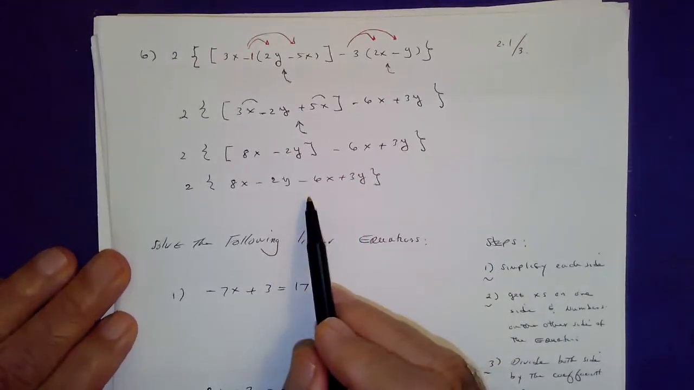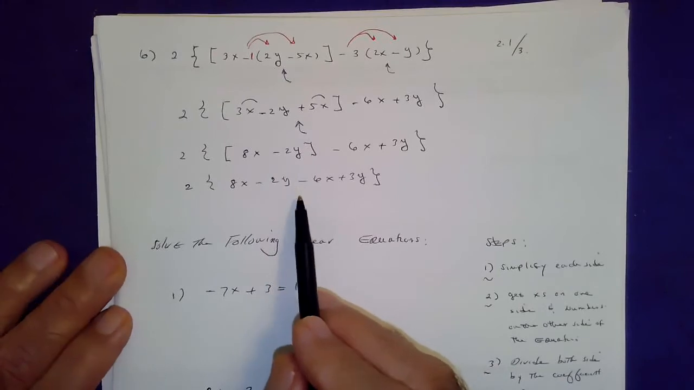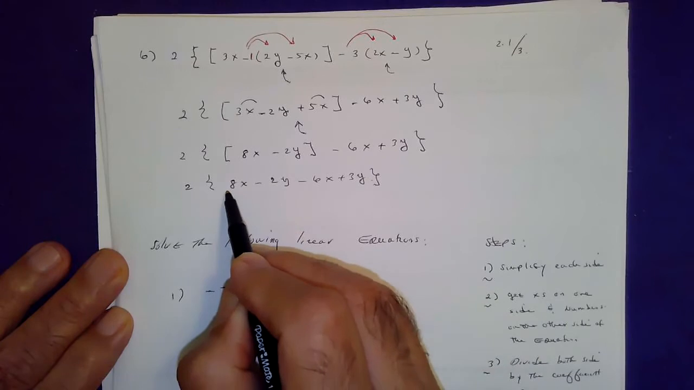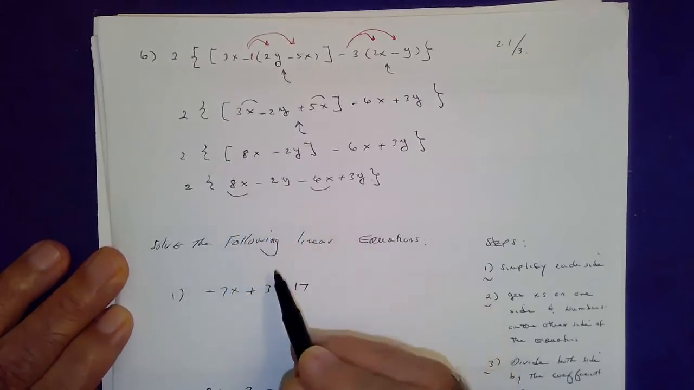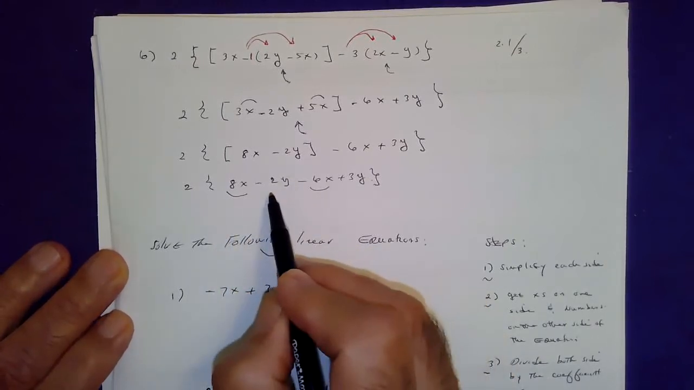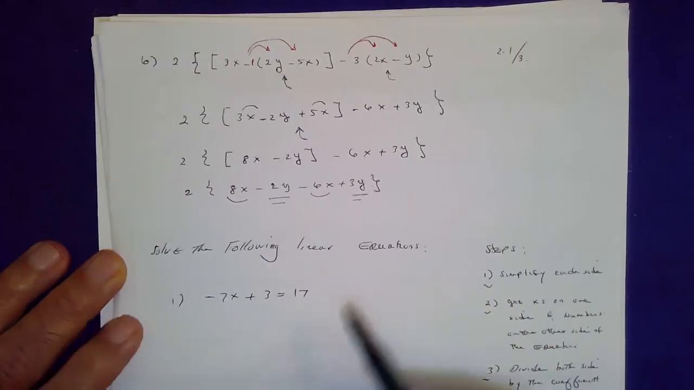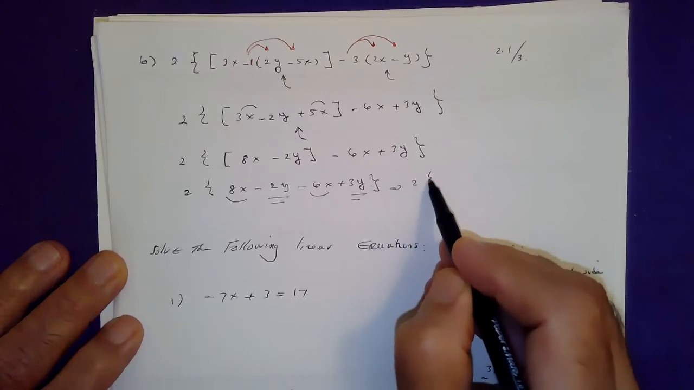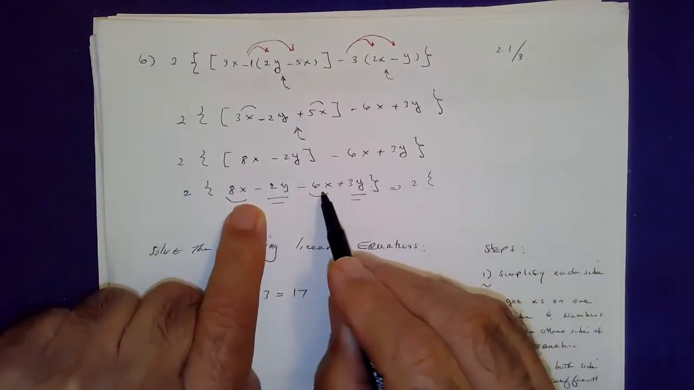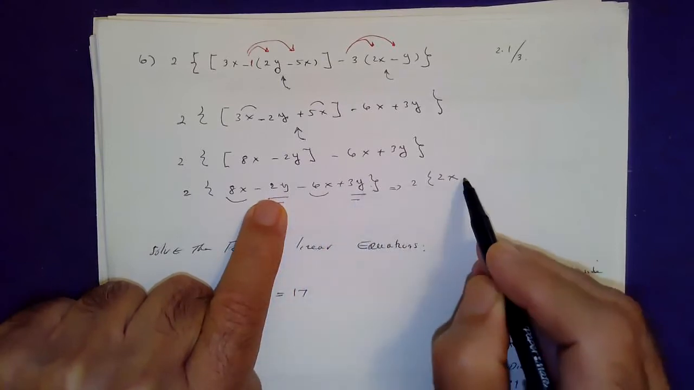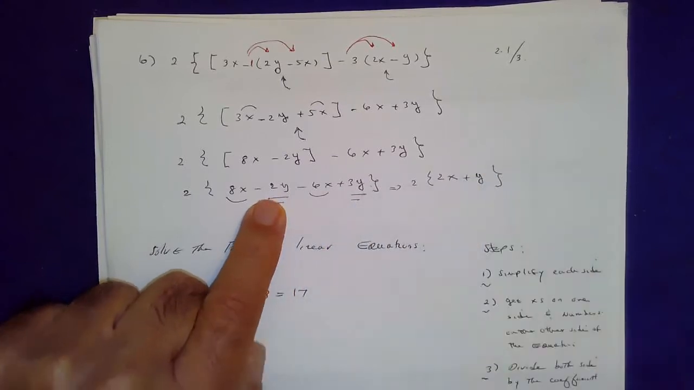Now the last thing we do is simplify or combine the like terms inside the braces. Let's see if we have any like terms. Yes, we do. 8x and negative 6x combine. So does negative 2y and 3y. So what do you get? You get 2. 8x minus 6x is 2x. Negative 2y plus 3y is just y.